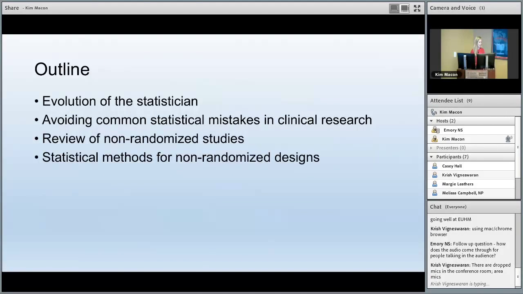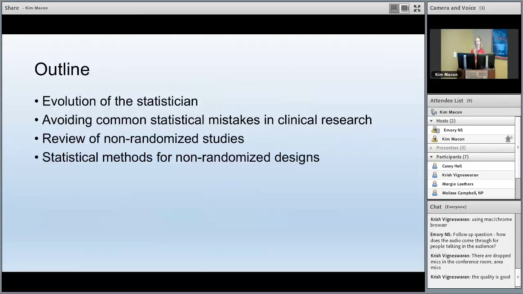So in my outline, I'm just going to go into the evolution of a statistician, specifically in medical research. I'm going to give you my top 10 common statistical mistakes that you can avoid, a quick review of non-randomized designs, and then I'm going to be talking about propensity scoring as a method for non-randomized designs.